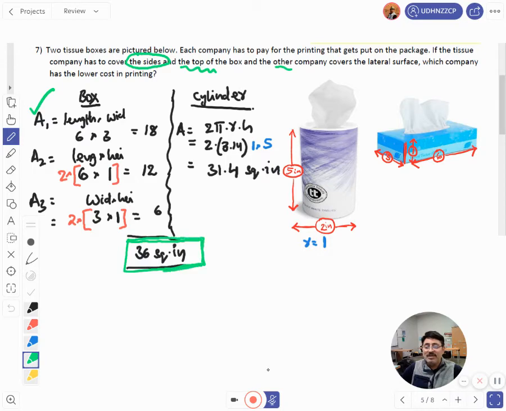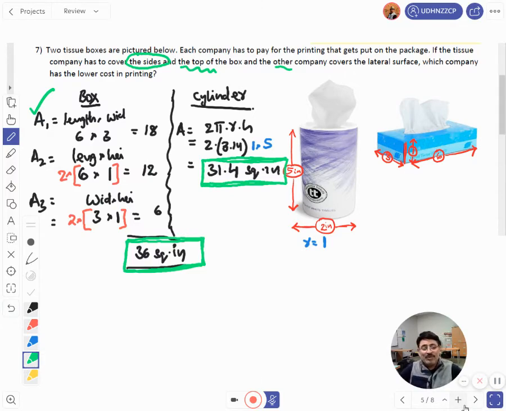square inches to make the box, and the second company has to print 31.4 square inches. So which company has to print a lesser quantity or less area? Then for them the expenses are low, and they make more profit. So which company has a lower cost of printing? The second company, which is making the cylindrical tissue boxes. Okay, all right.